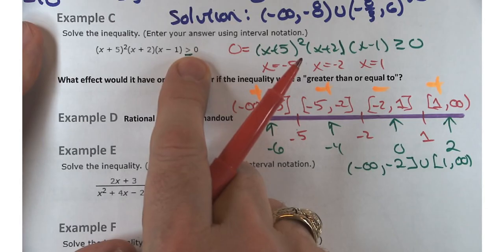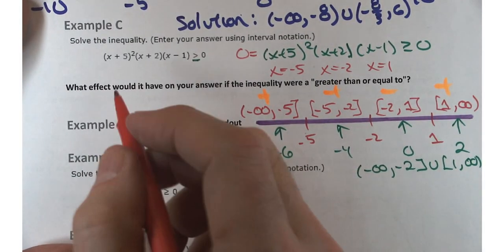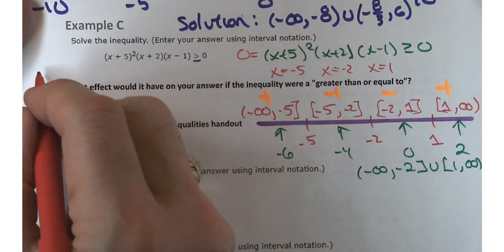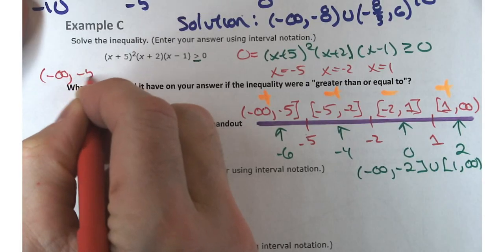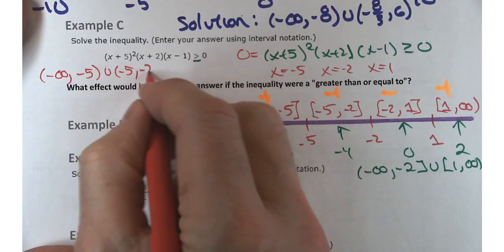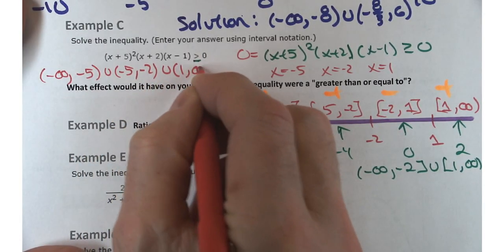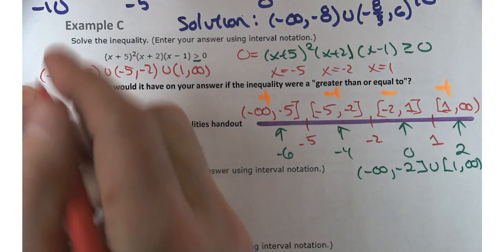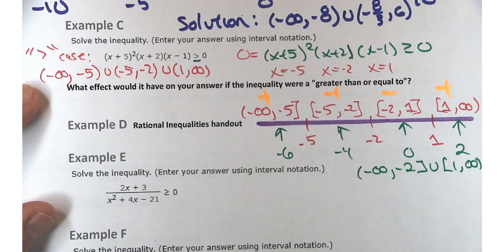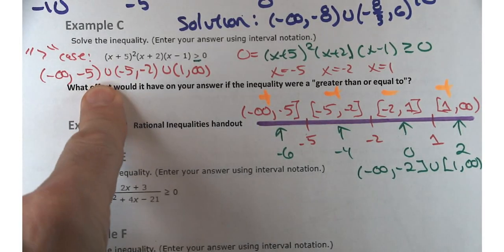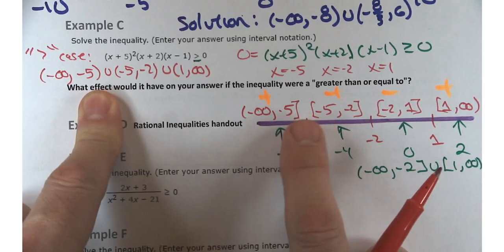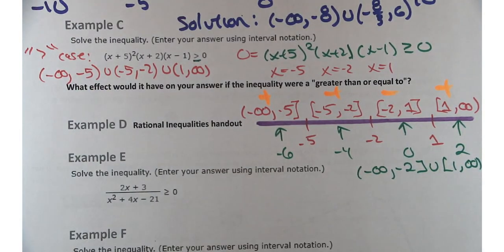It wouldn't work. So your answer without the greater than or equal to part would just be negative infinity to -5 union -5 to -2 union 1 to infinity. So that would be for the greater than case. You'd be dancing around that -5. With the greater than or equal to, you close those brackets and you can actually use the -5. So a little subtle difference on that one.